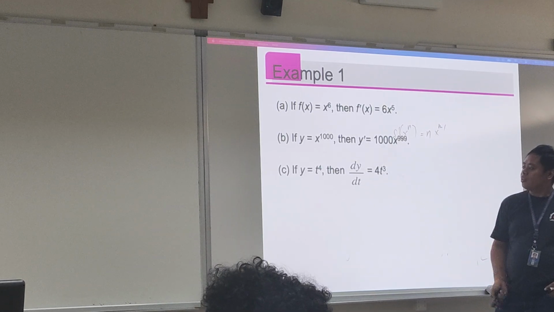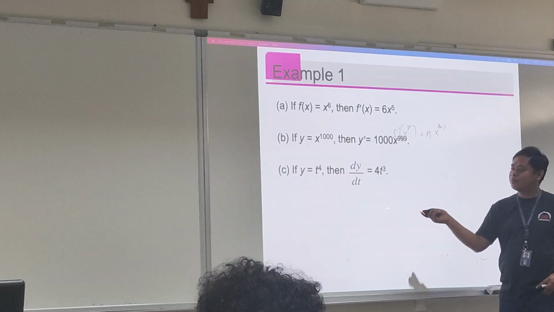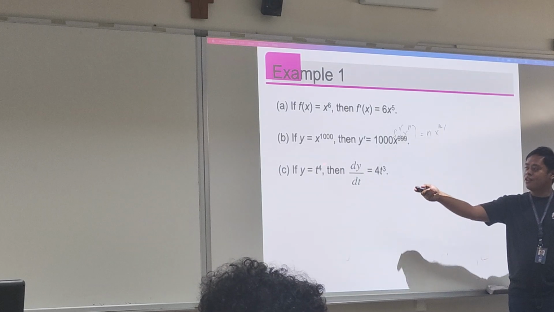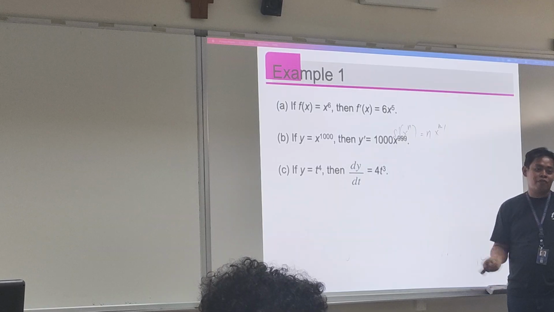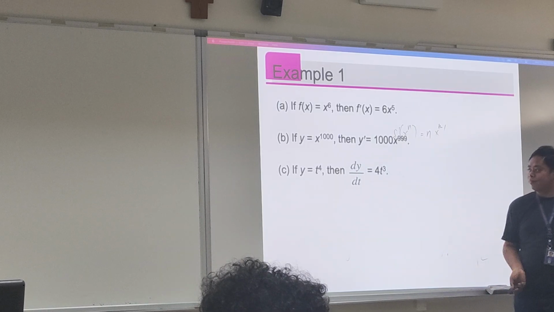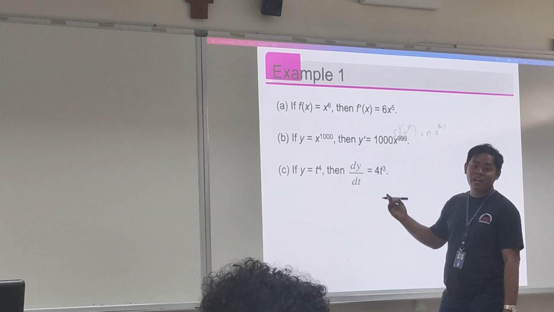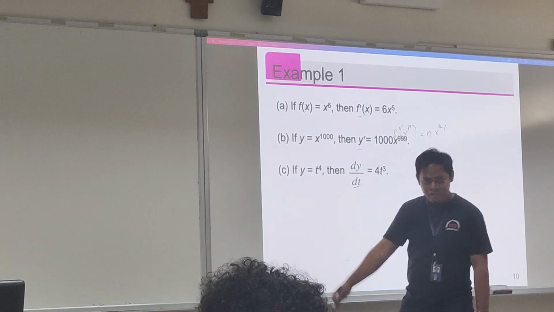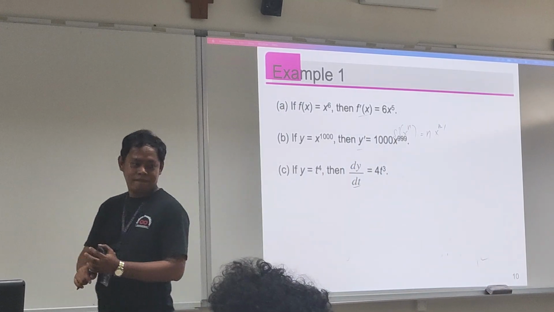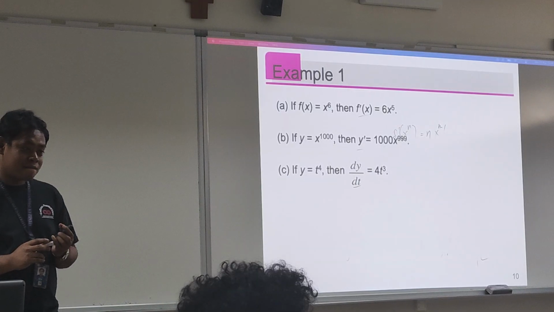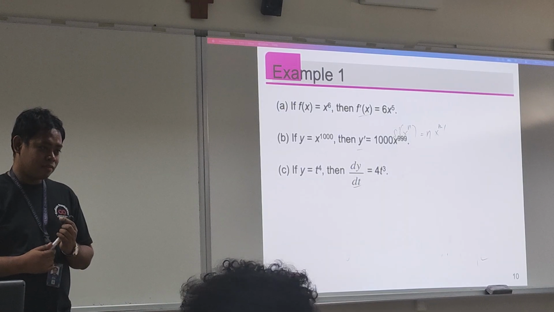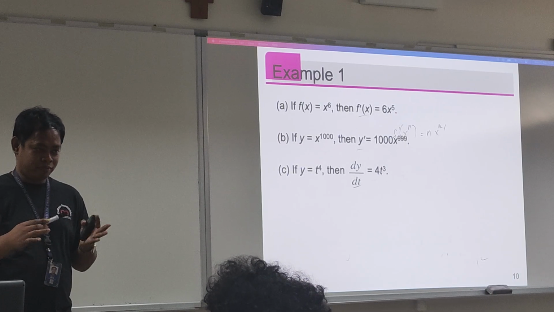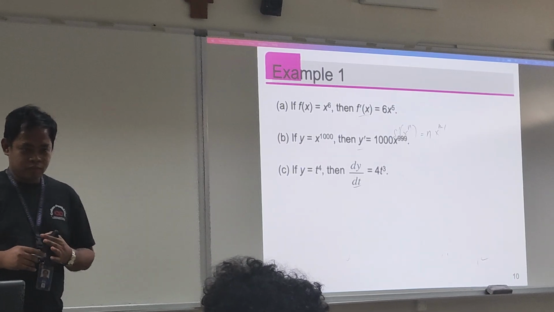How about this one? If you have y is equal to t to the 4th, so take the derivative for that one, you have dy by dt, that is just 4 times t raised to 3, no? 4 minus 1, that is 3. So as you can see, we have a lot of notations for derivatives. You can use this one, this one, this one, and the other.